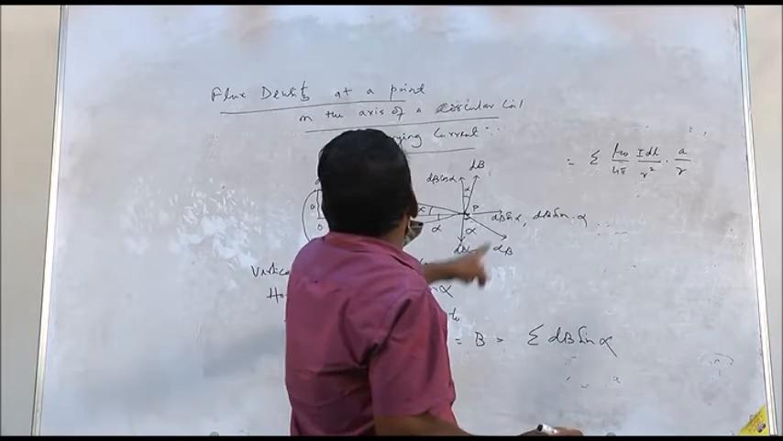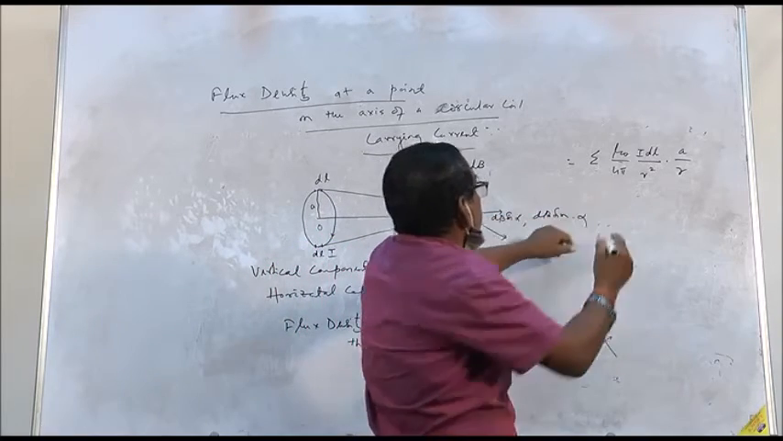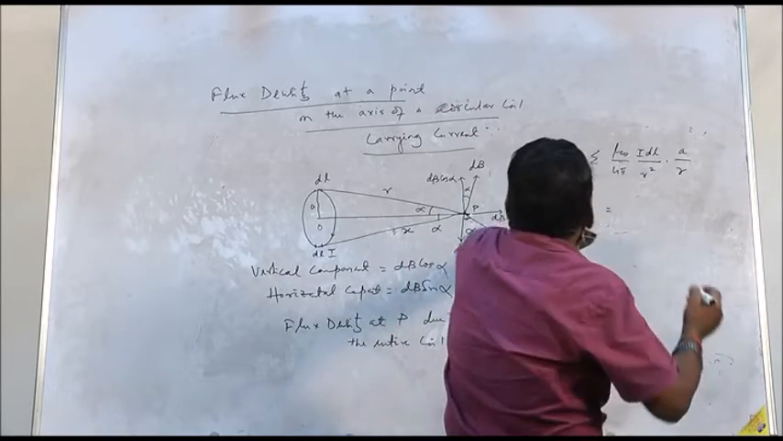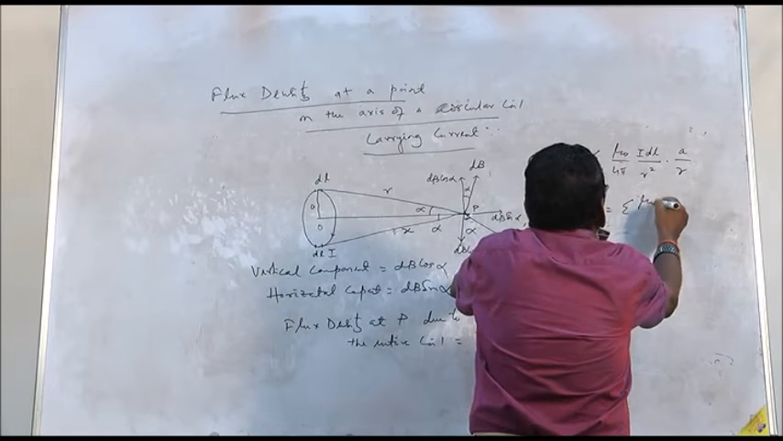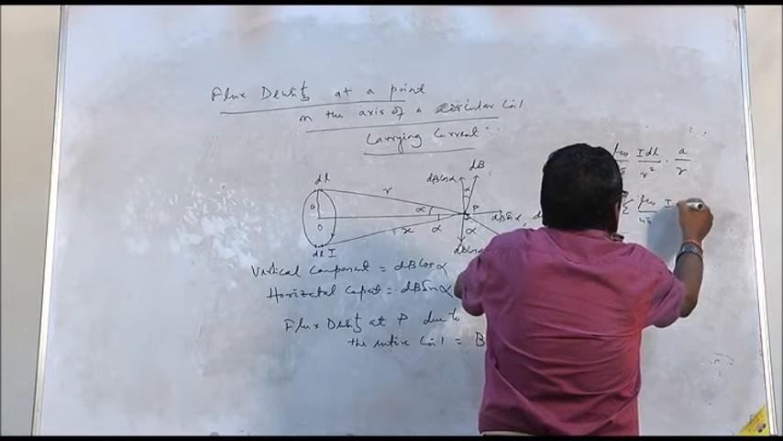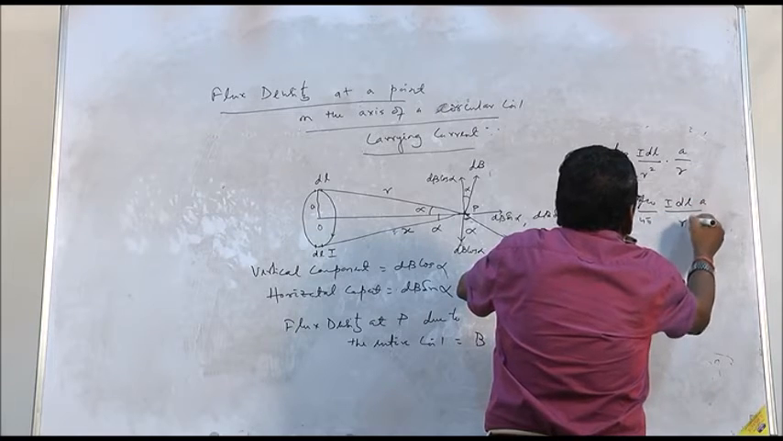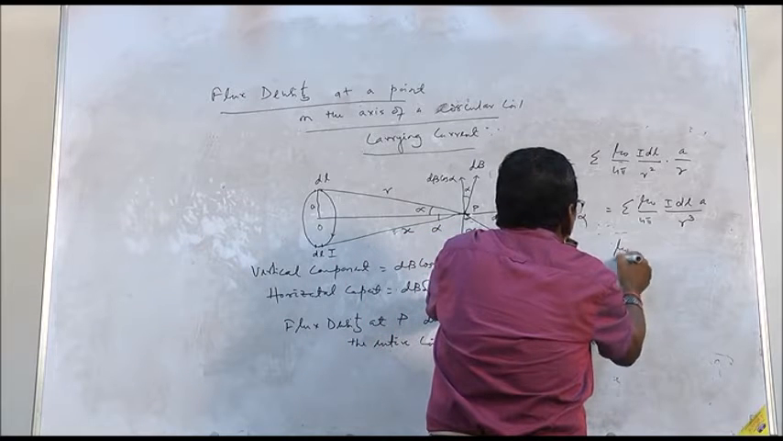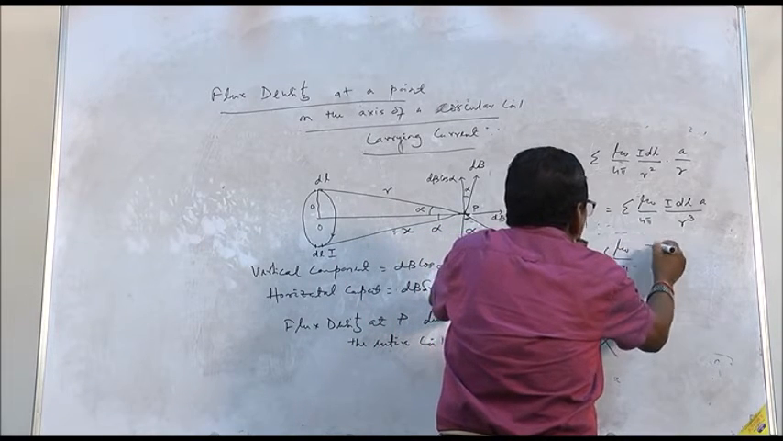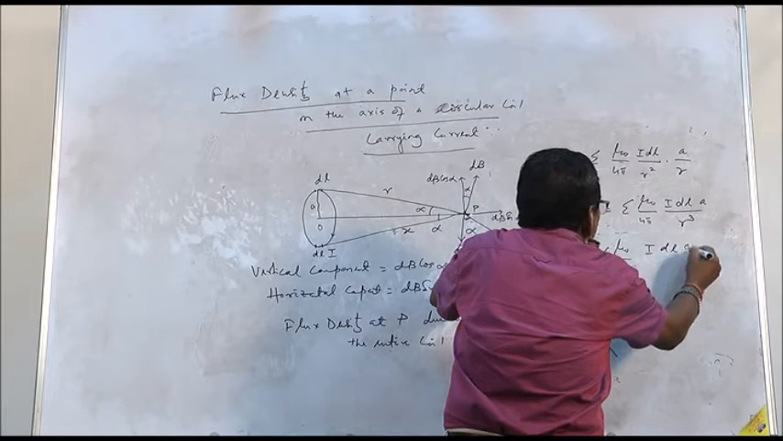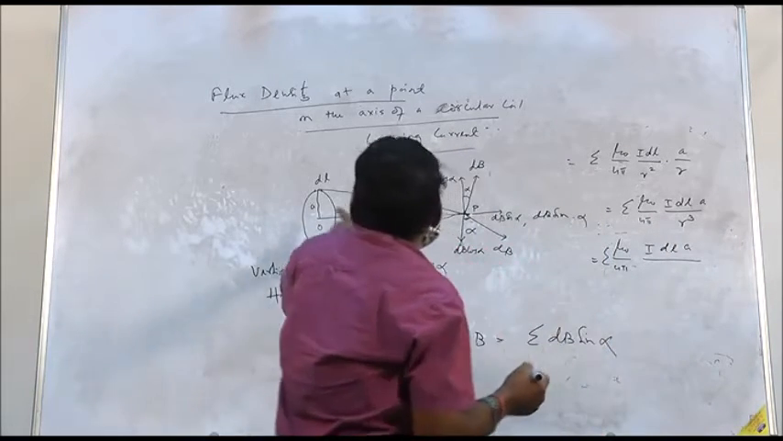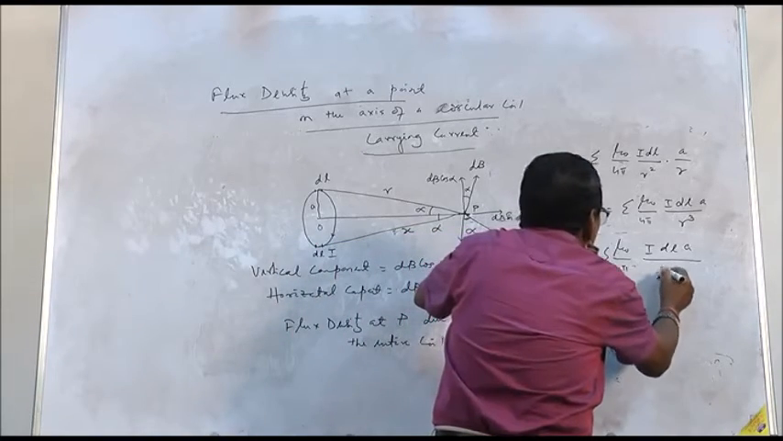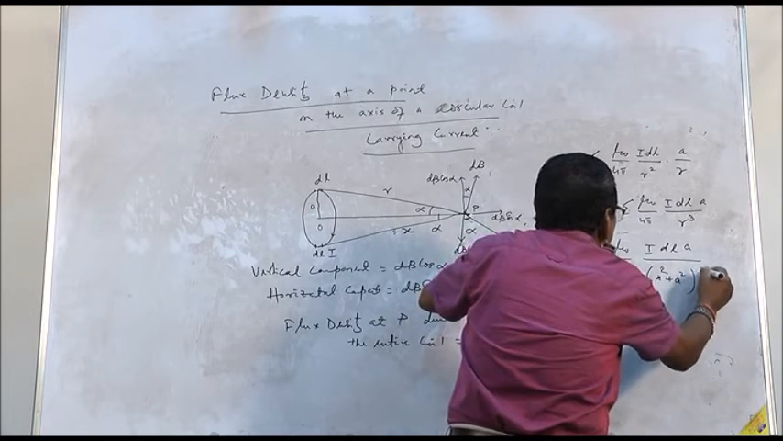So, this is equal to the summation of mu 0 by 4 pi I dl A by r cube. Mu 0 by 4 pi is a constant, I is a constant. So, that is equal to mu 0 by 4 pi I A by r cube times the summation of dl. What is r? r is x square plus a square, to the power 3 by 2.